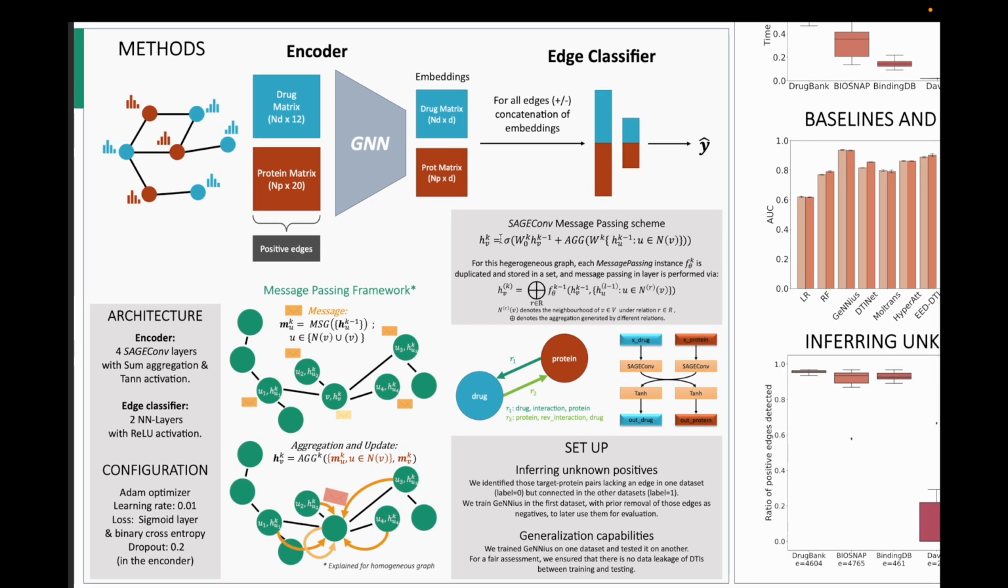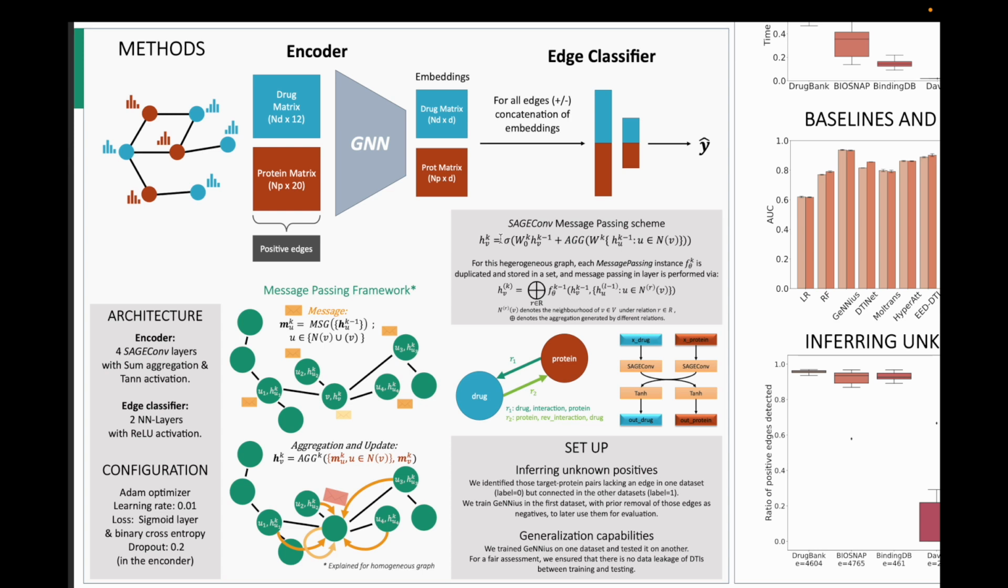Here you have a brief description of GeNNius architecture. GeNNius inputs the graph topology and the node features. After 4 stage layers, it outputs the embedding of the nodes. After that, we perform a concatenation of node embeddings, both a pair of drug and proteins, and pass each of these concatenations through a 2 neural network classifier. This is the edge classifier. The output will be a 0 or a 1 depending on whether there is a connection or not. This is whether this drug interacts with this protein or not.